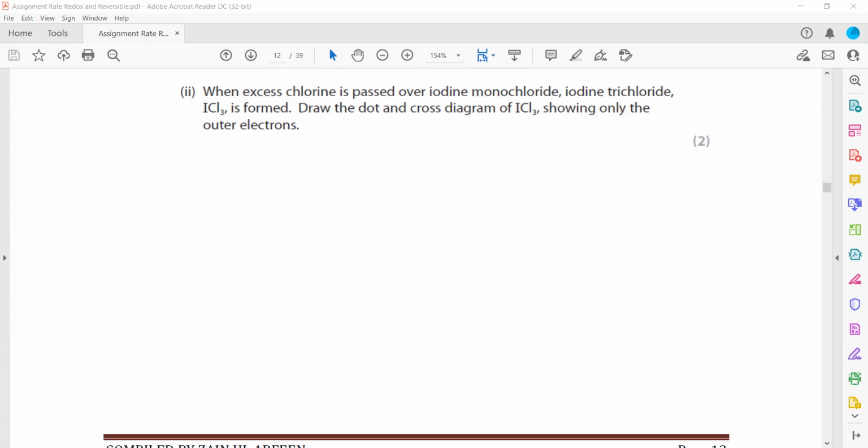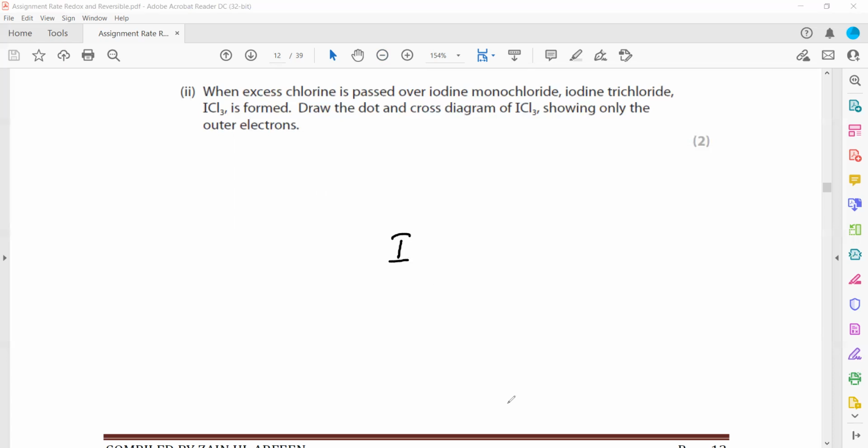Remember, as the number of shells increases, the octet rule, as we discussed in IGCSE, that the first 20 elements try to complete an octet, is not valid for all the elements. Because as the number of shells increases, the atoms can adjust more than 8 electrons in the outermost shell. So when you are drawing ICl3, what will the structure be?